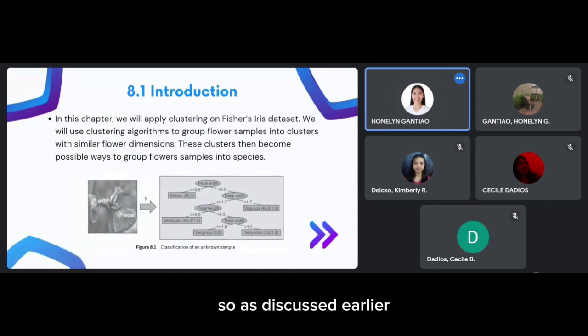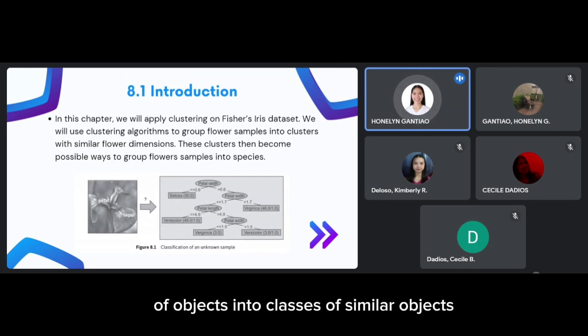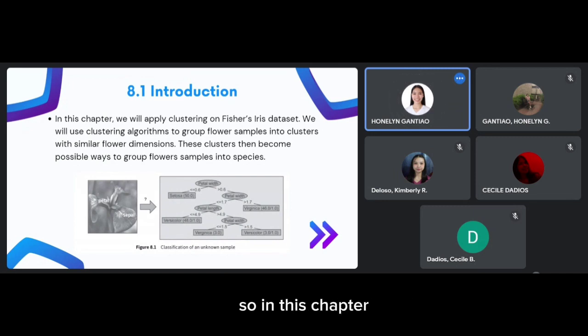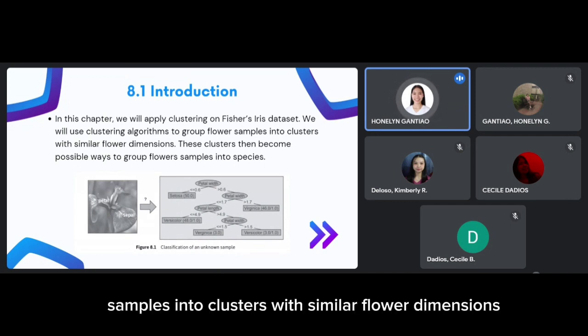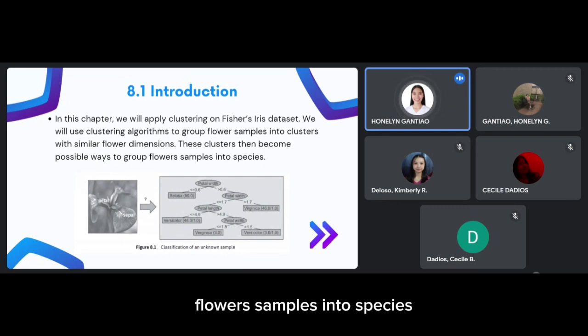So, as discussed earlier, if data is not labeled, then we can analyze this data by performing a clustering analysis, where clustering refers to the task of grouping a set of objects into classes of similar objects. In this chapter, we will apply clustering on Fisher's iris dataset, and we will use clustering algorithms to group flower samples into clusters with similar flower dimensions. These clusters then become possible ways to group flower samples into species.